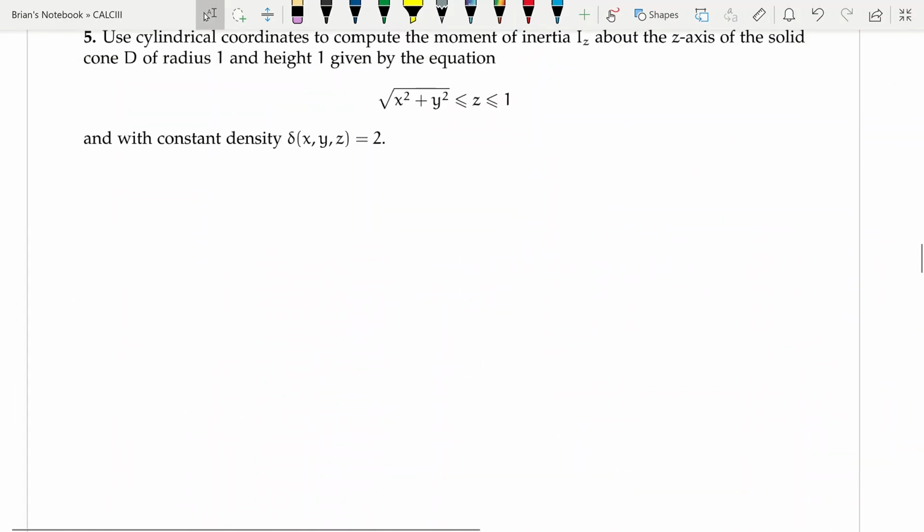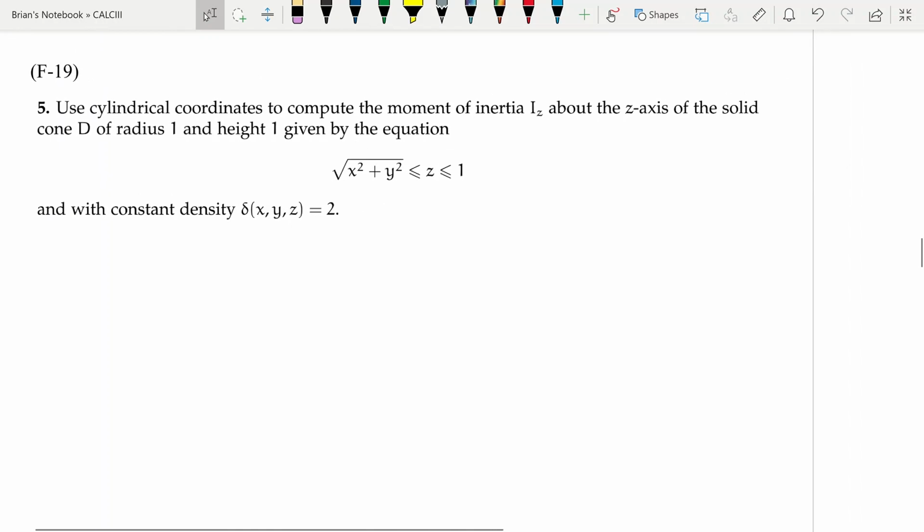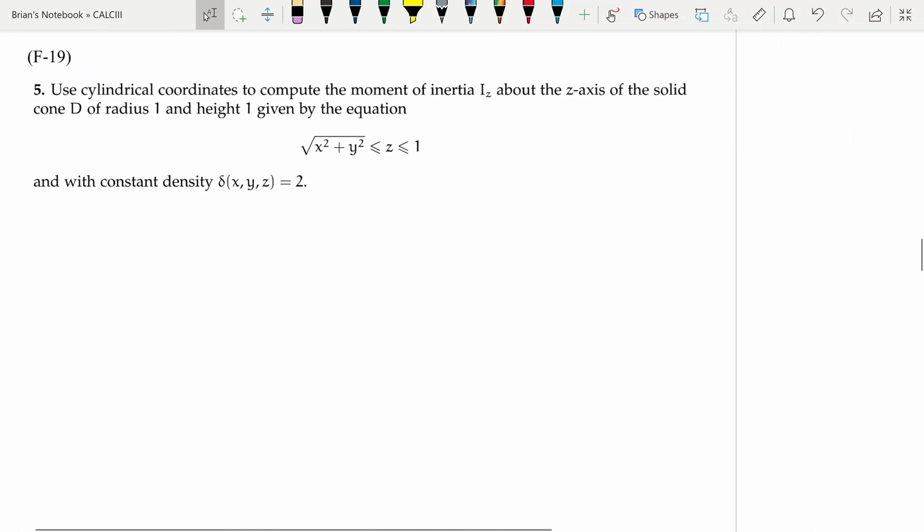All right, my computer's being a little slow, but that's okay. Okay, this one's from a fall exam. Here we go. We're jumping right into some exam problems. That's how confident we are. Use cylindrical coordinates to compute the moment of inertia about the z-axis of the solid cone D of radius 1 and height 1 given by the equation. Okay, so we're talking about a cone of radius of 1, height of 1, and we're given an equation for that cone, which is nice. And the density is constant, which is very nice, equal to 2.